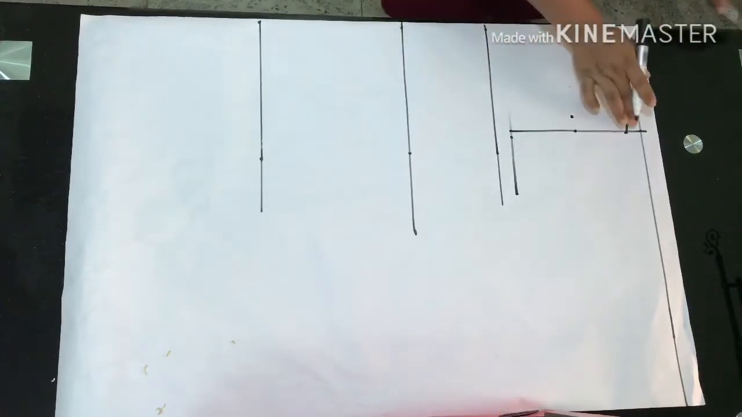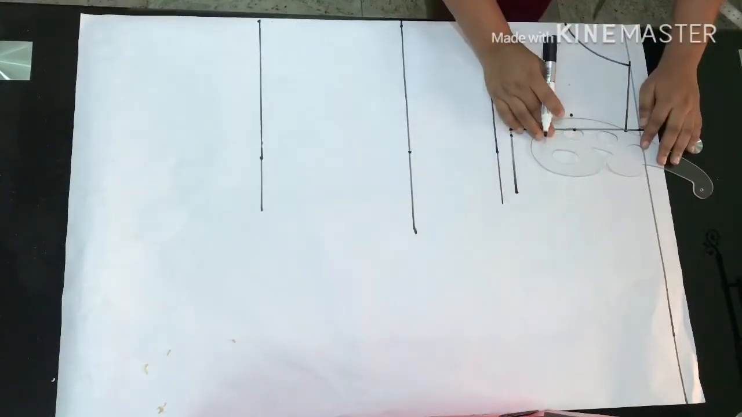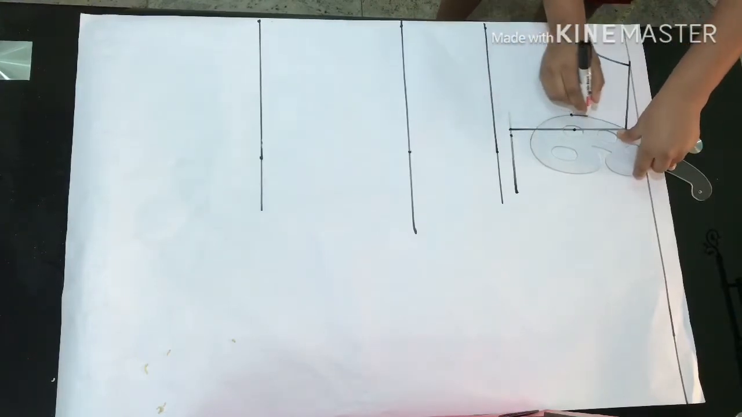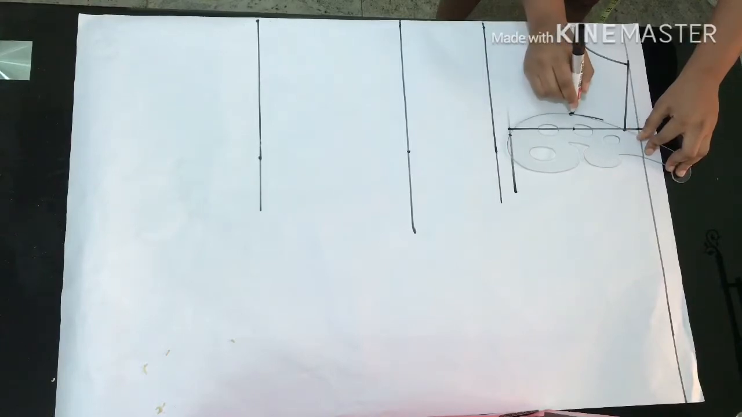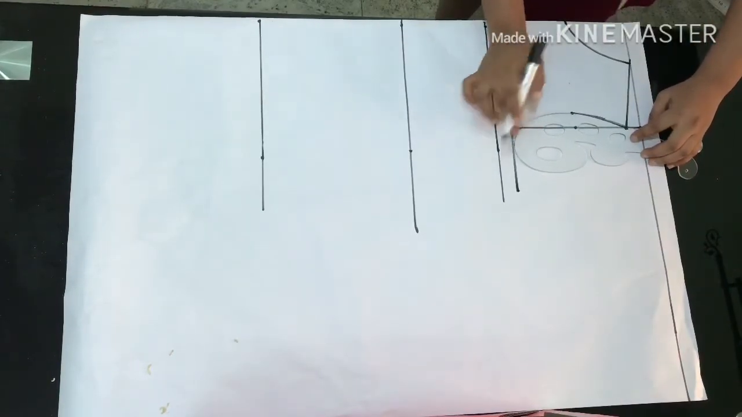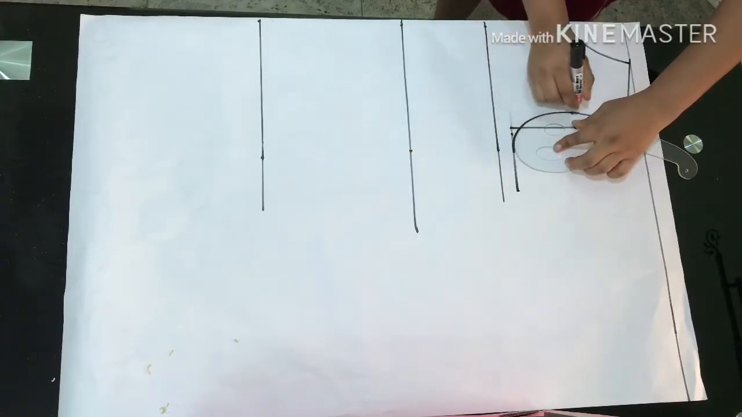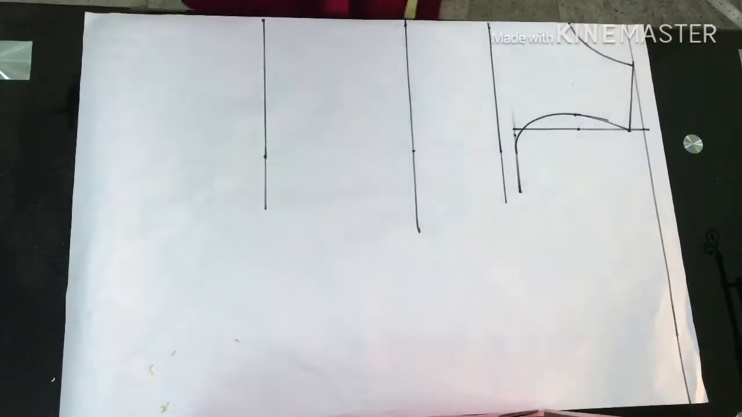So you can see, from this point now you draw your curve, your armhole curve. So this is it. Then from here, you just draw it to meet this line. So this is my armhole.